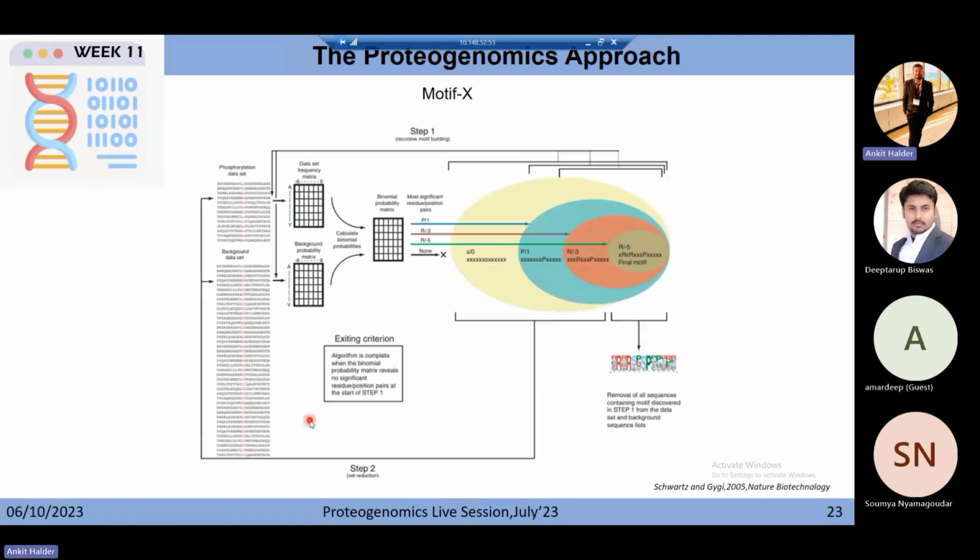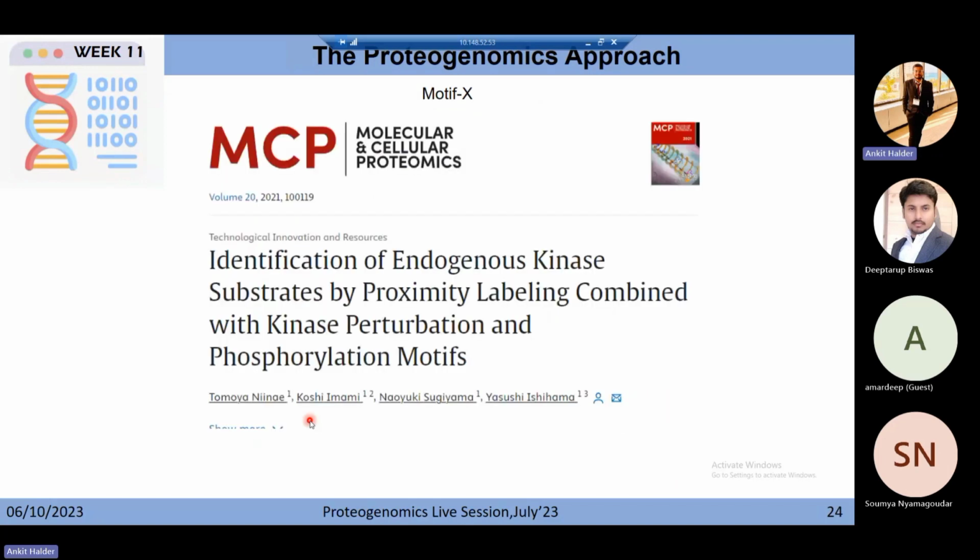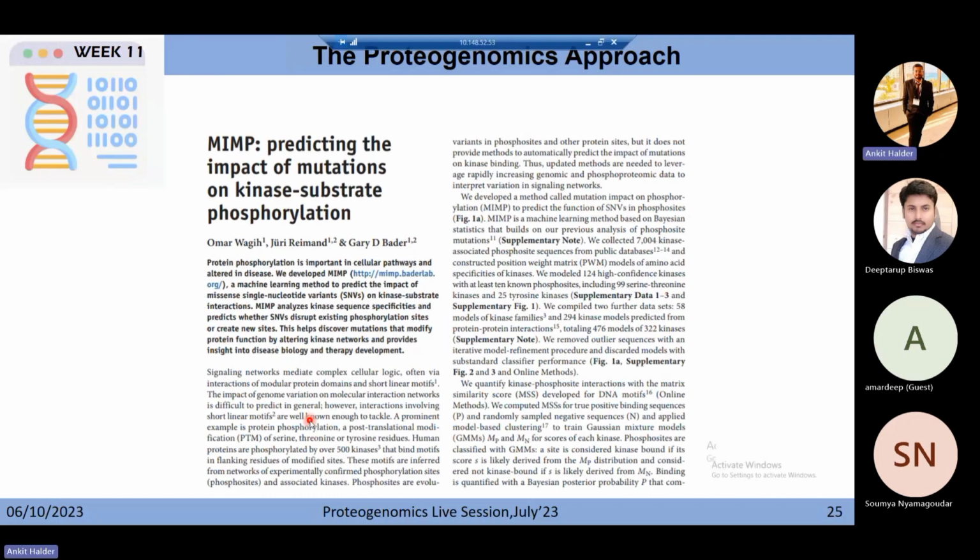So when we are doing any kind of perturbation on the kinases, what are the changes that we are looking at at those particular motif levels? That's what we are interested in.